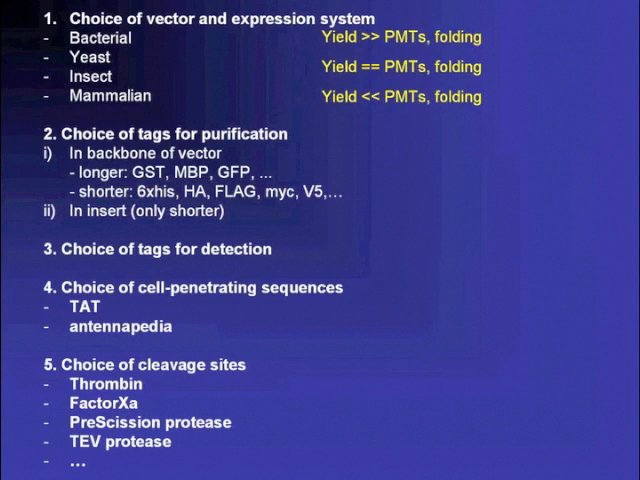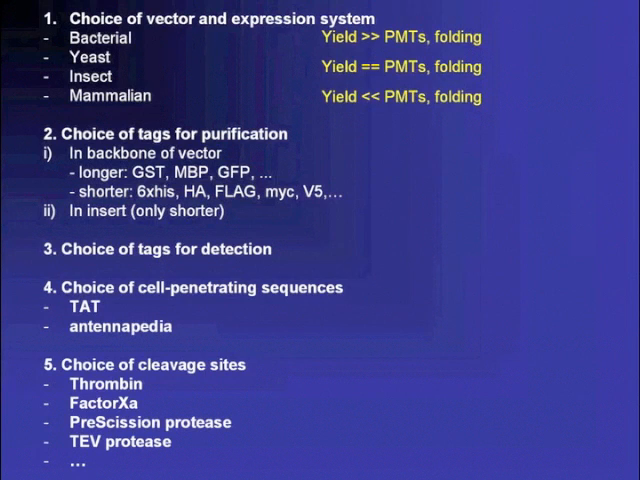Do you want to maintain these tags during your detection procedure? In that case, you want to get rid of the longer tags, and that's definitely a choice of detection. But I think an HA or FLAG tag is very convenient for further assessment. Also, if you want to use your peptides in cells, I think you need to think about a cell-penetrating sequence.